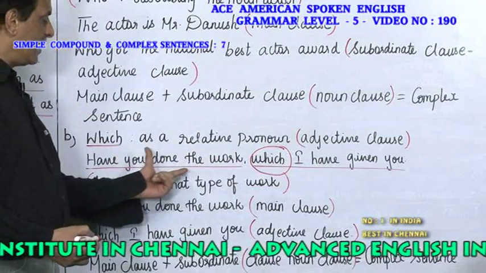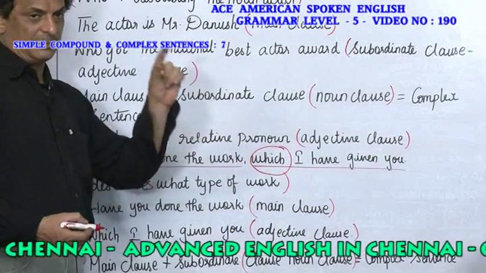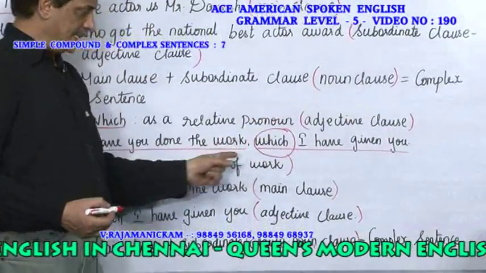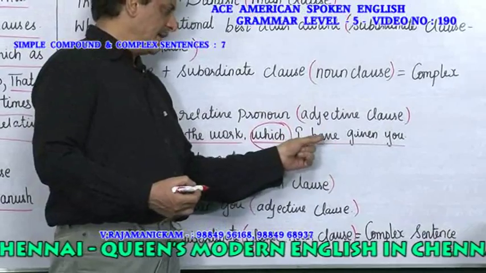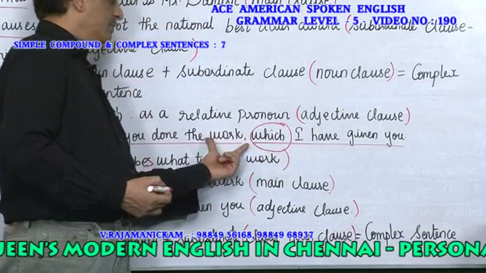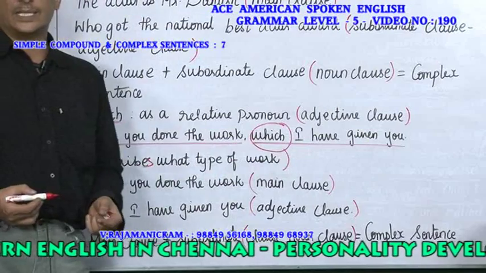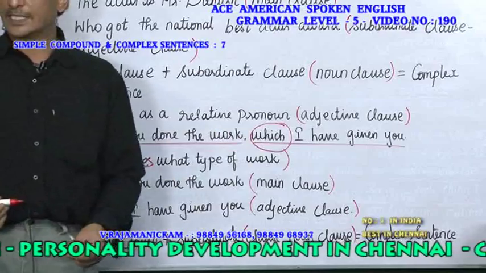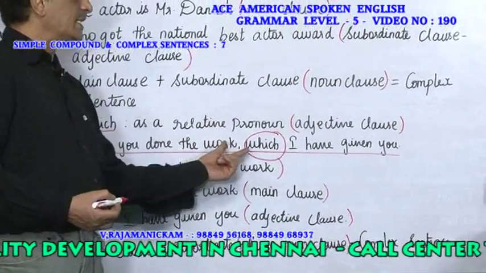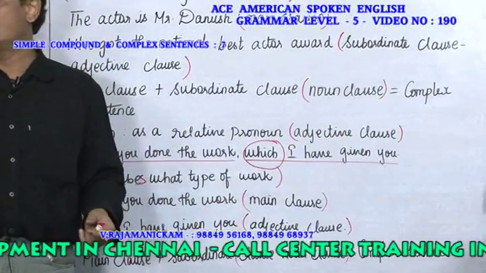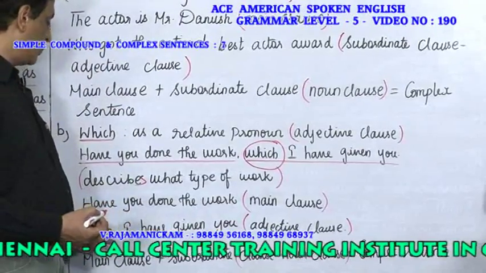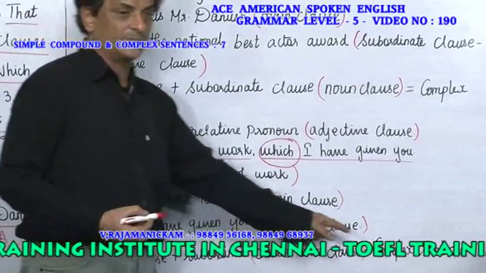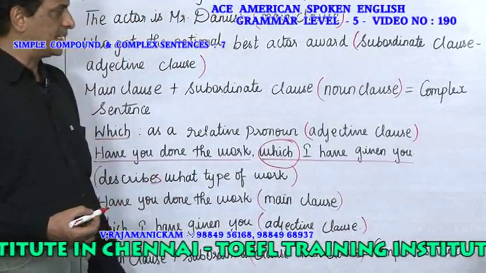Able to understand? See, have you done the work? The work. If it is coming in only one word, it is an adjective. But it comes in a complete sentence. It takes a subject, it takes a verb, have. So which I have given you is the description of the work. So it becomes an adjective clause. If the noun is described with a sentence, it is called an adjective clause. So one main clause and one subordinate clause join together to give you a complex sentence. Hope you are able to understand.